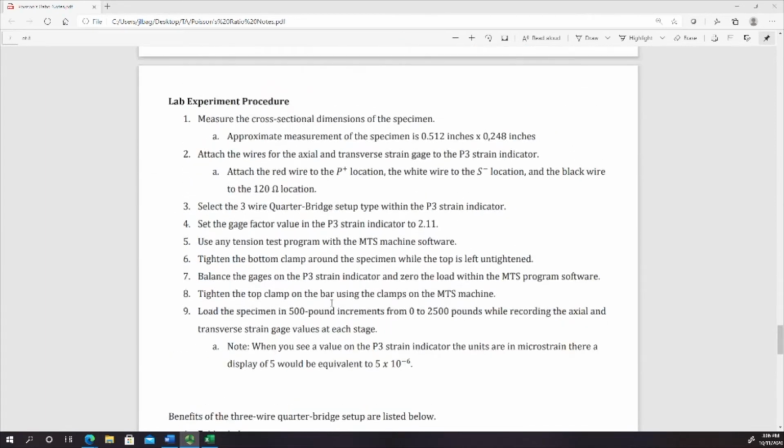So in terms of the lab experiment procedure, I typed this up in the notes that are available. I'll go through this with you as we perform the experiment, but we are doing the experiment to test our Poisson's ratio and how close that is on our 6061 T6 material. In our case, we are going from 0 to 2,500 pounds in 500-pound increments, and then we'll decrease our load from 2,500 pounds to 0 pounds to show our initial state again.